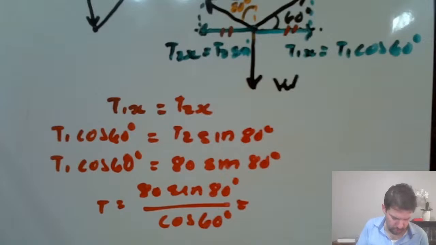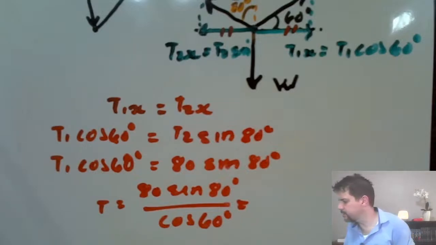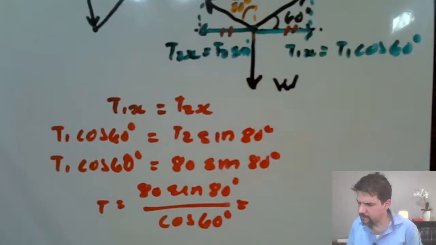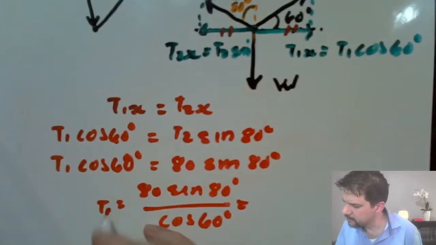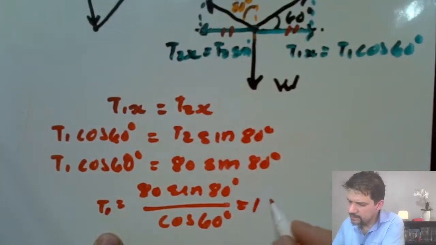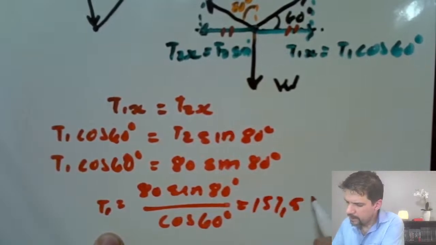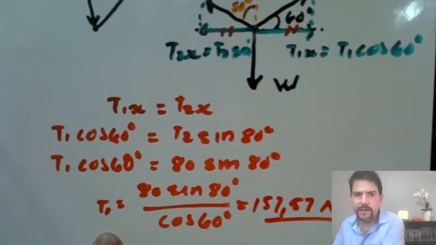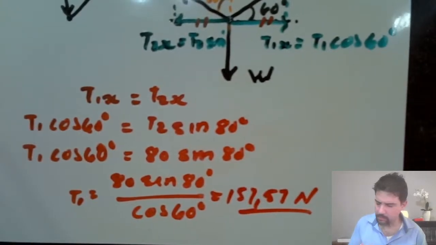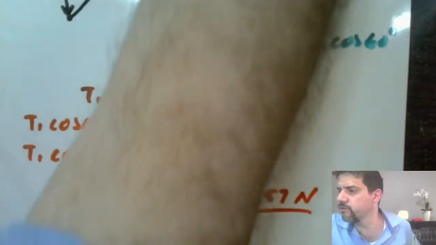Divided by cos 60. And then we get that T1 is equal to 100, this one is equal to 157.57 Newton. T1 is being calculated. I hope you understand. If you have any question, you may ask.